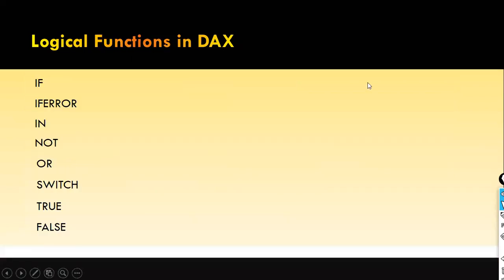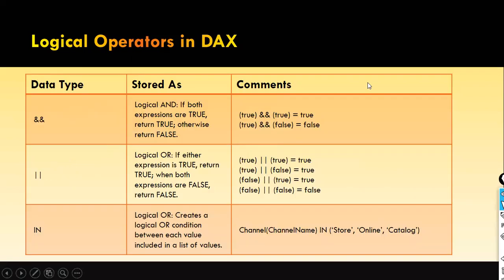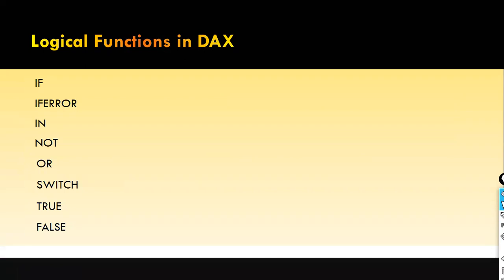What are the other things? The next one is the logical functions in DAX. You have something called if, if error, in, not, or, switch. These are the logical functions, the built-in functions that are available. Supposing you want to validate something, for example, if total amount is greater than 500, based on which I want to perform some kind of operation. In that kind of situation, you can use the if condition.